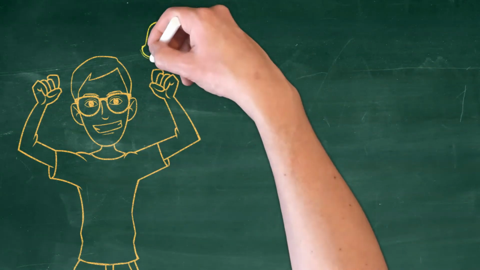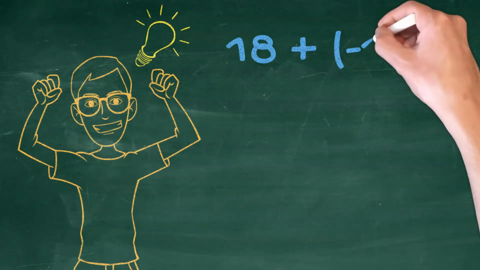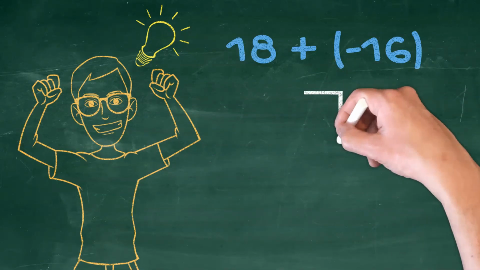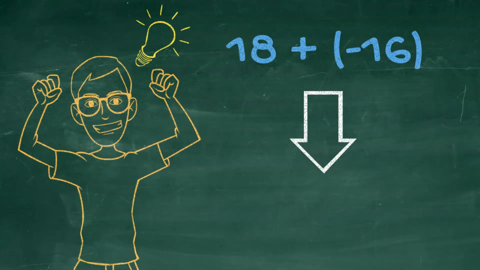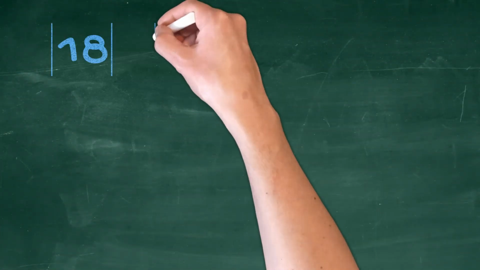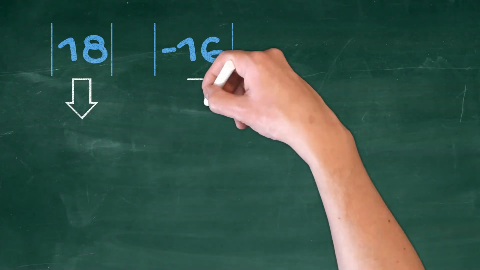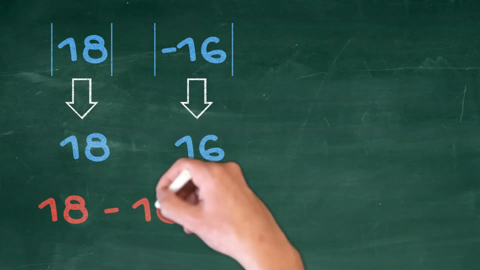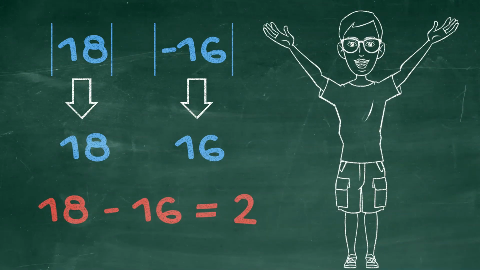Our expression is now simply 18 plus -16. It's not so scary when we look at it this way, is it? We could look at this now as 18 minus 16, which is something that most of us are comfortable with. When we take the absolute value of 18 and -16, 18 is greater. This time our answer will be positive. The final answer is 2.